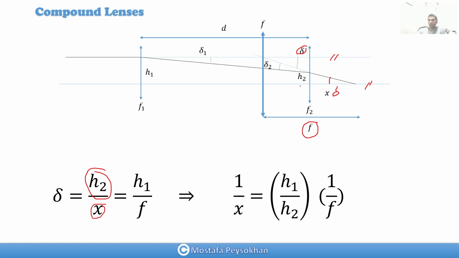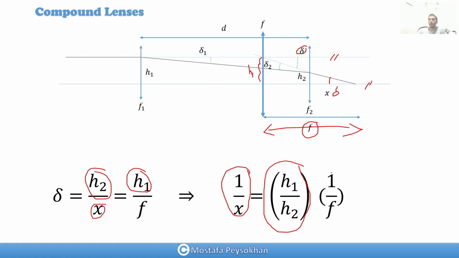At the same time, when we continue this triangle, this distance here is h1, because these two lines are parallel, coming from h1 here. So at the same time, this is equal to h1 over f. Now we have a good definition for 1 over x. So 1 over x is equal to h1 over h2 times 1 over f. So right now 1 over x is known, but again, h1 over h2 is unknown for us.